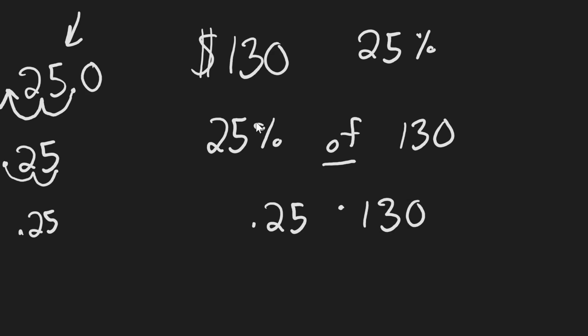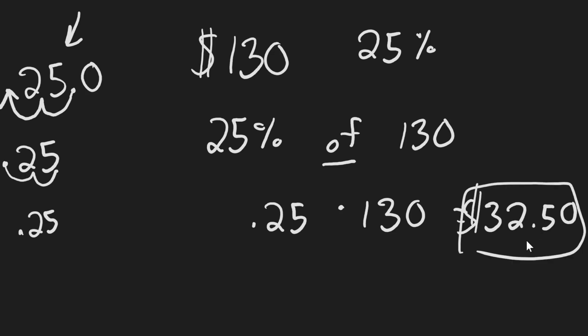And when we do that, we get 32.5. And so in other words, when we deposit 25% of our straight up cold hard cash $130, then we will have deposited $32.50.